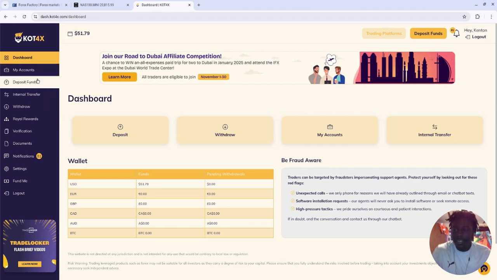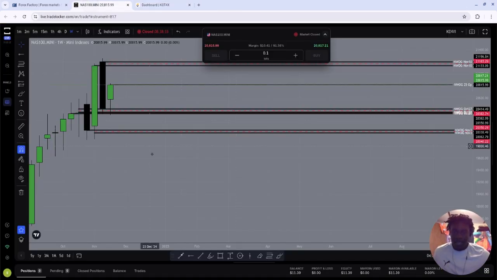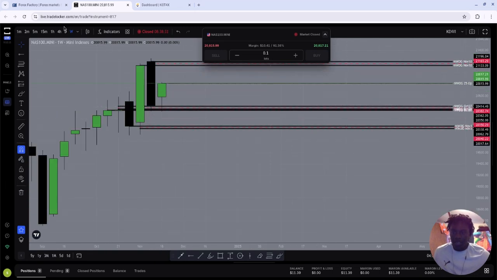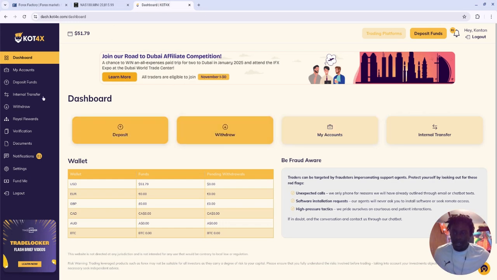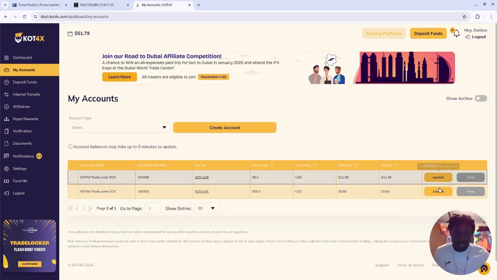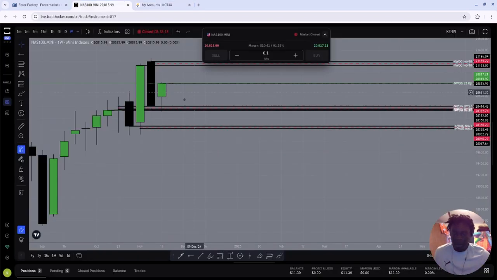Let's get it. Alright, so yeah, this is my account, and this is where I trade. This is TradingView, but it's called TradeLocker with KLT. So all you would do is go to your accounts, click launch, and it's TradeLocker.